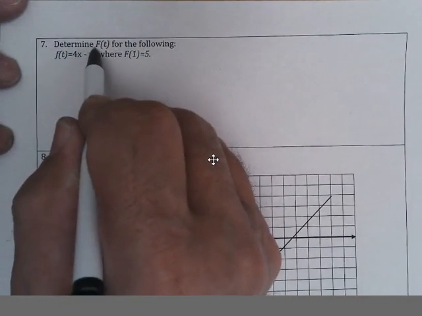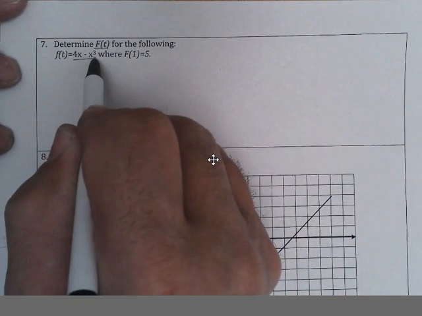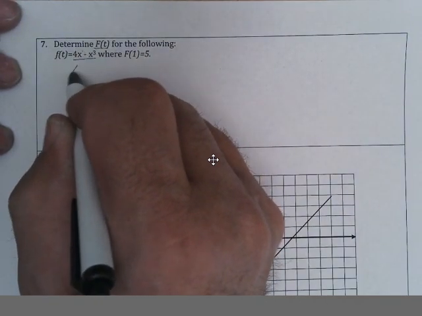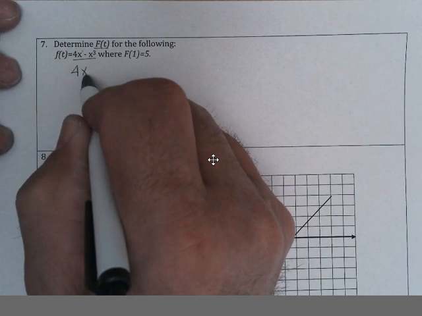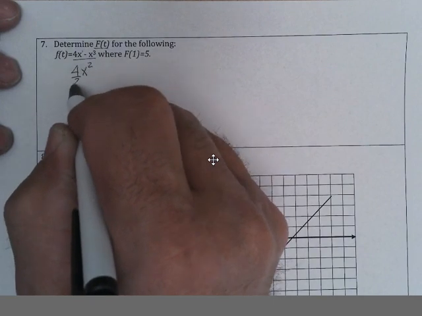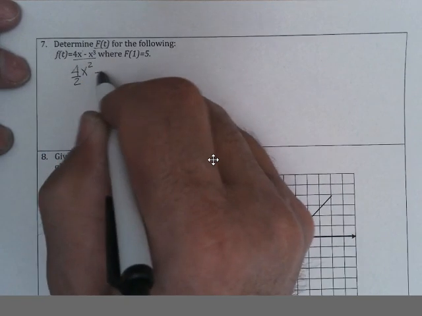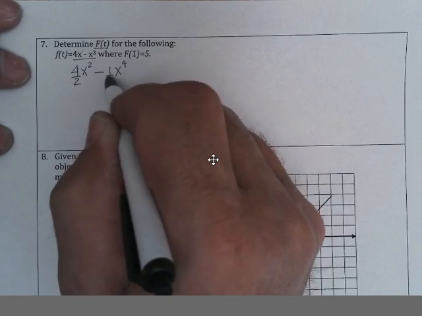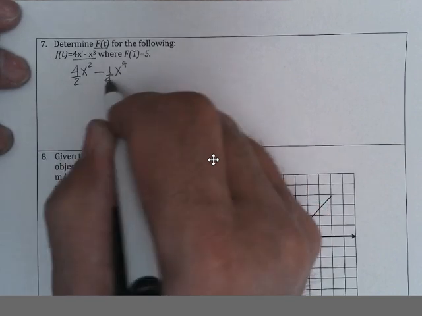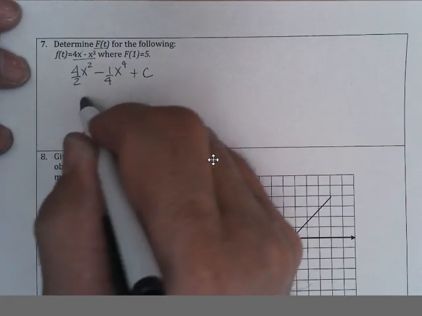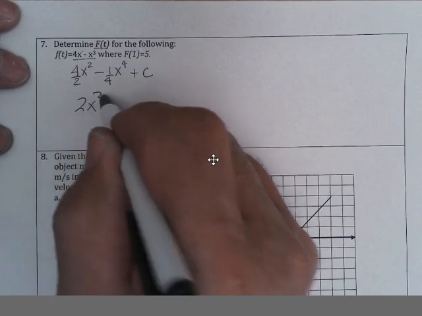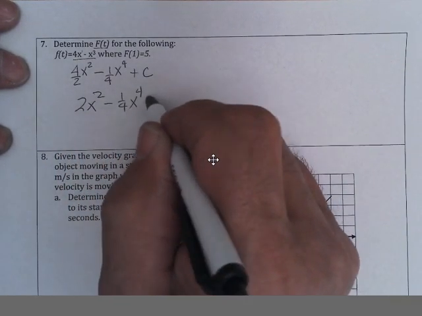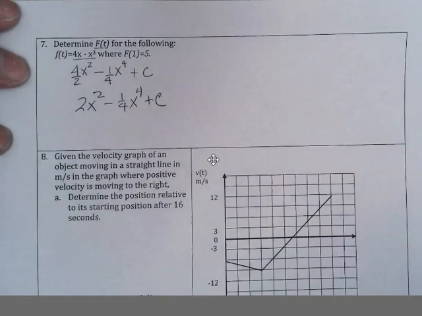So we want the antiderivative of this, which would be raise the power by 1, so it would be 4x to the 2 and divide by 2, minus raise the power by 1, x to the 4th divided by 4, and plus c. So this is 2x squared minus 1/4 x to the 4th plus c.